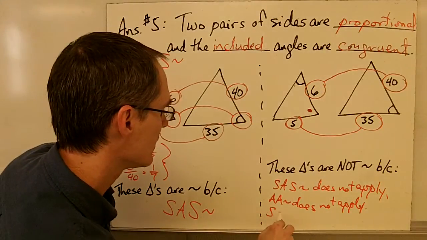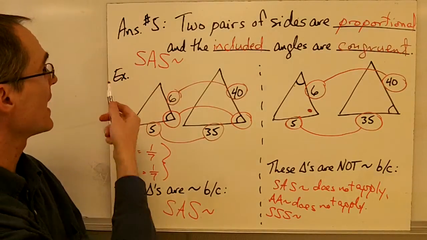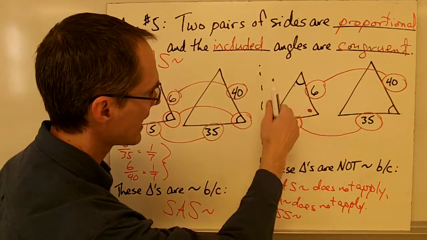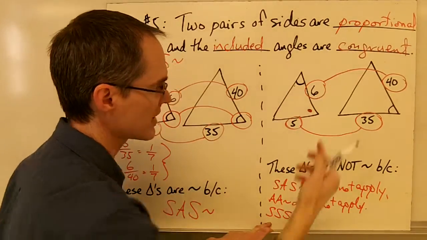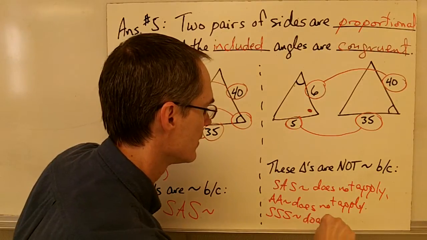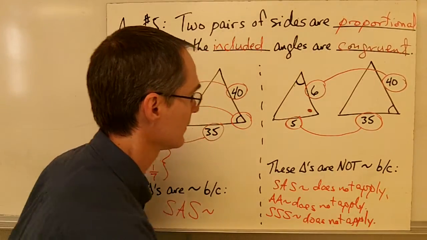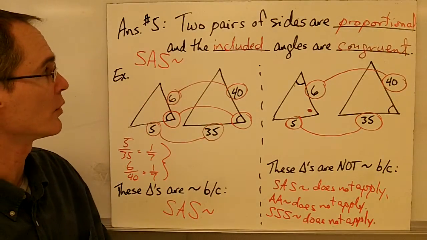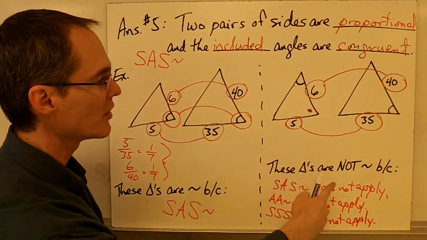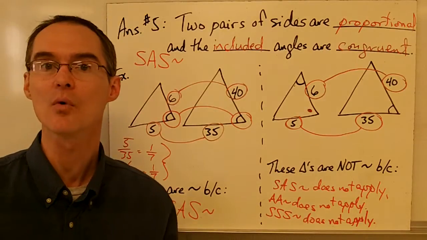Also, I notice the side, side, side similarity statement, which is my answer number 3, I can't use that one either because I don't have 3 sides on this triangle that are proportional to 3 sides on this triangle. So this one also does not apply. And I notice I can't use answers number 1 or number 2 either because neither one of those applies. So these two triangles are not similar because none of these answers that I've looked at before applies.